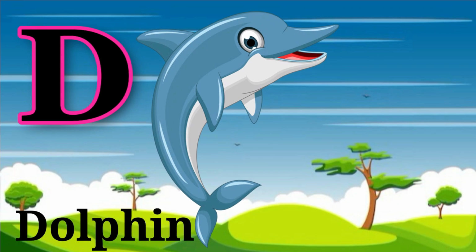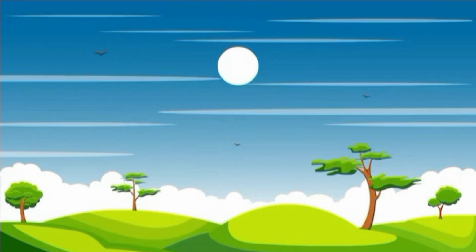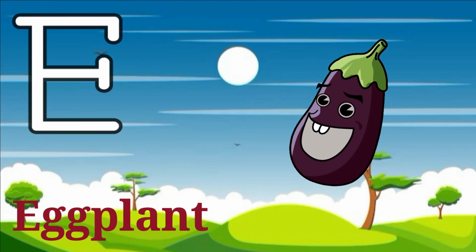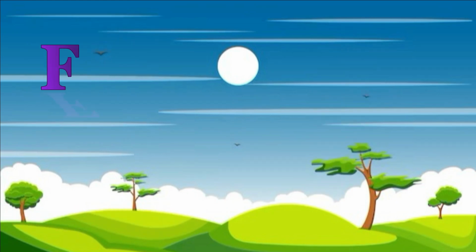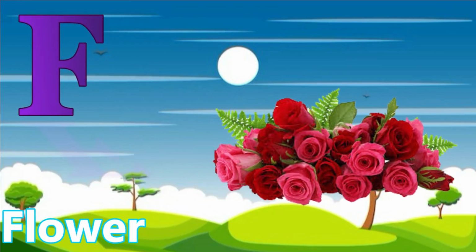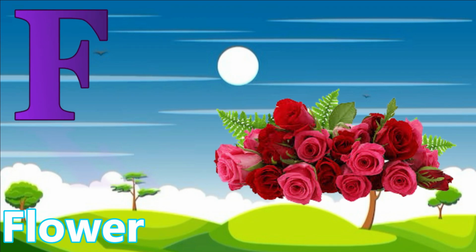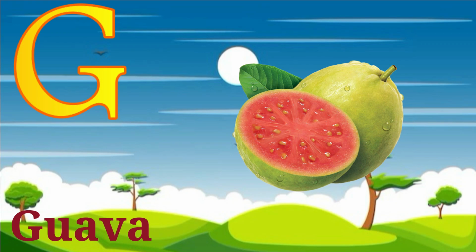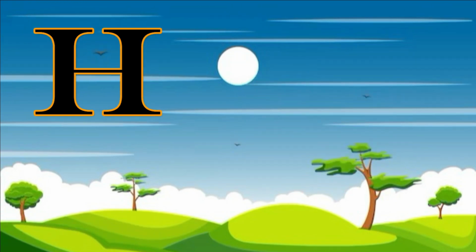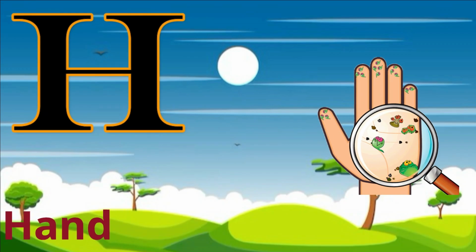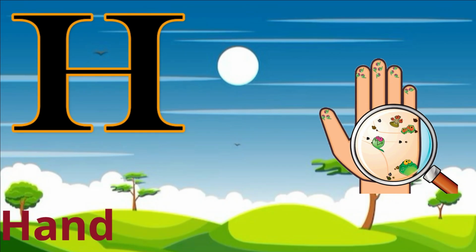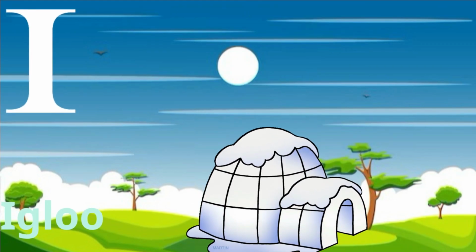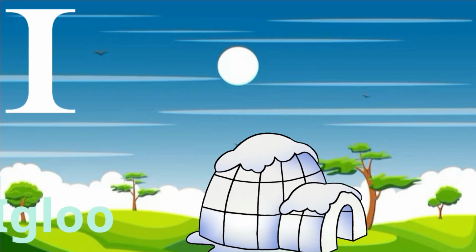D for dolphin. E for eggplant. F for flower. G for guava. H is for hand. I for igloo.